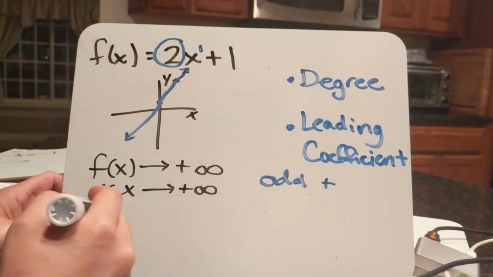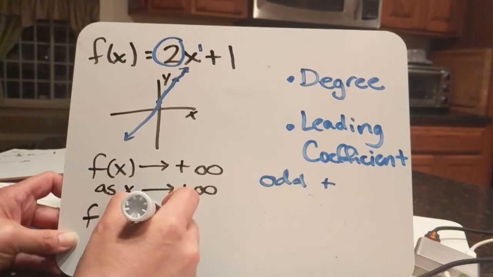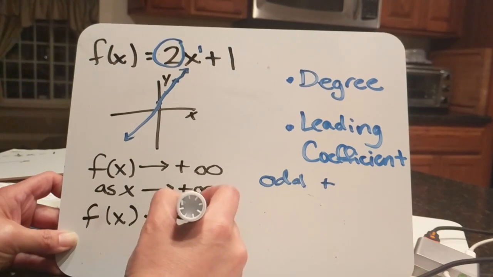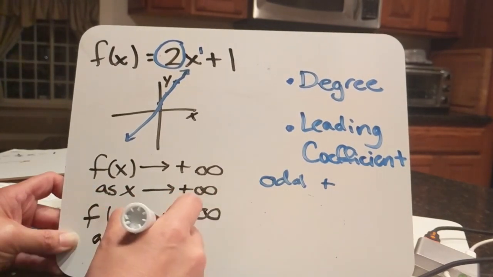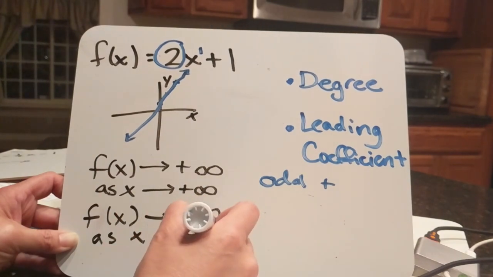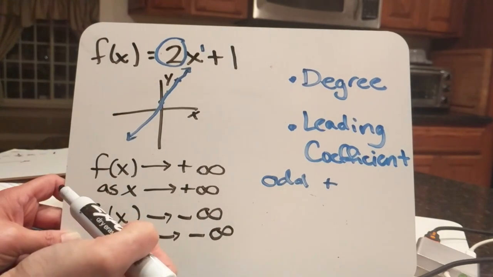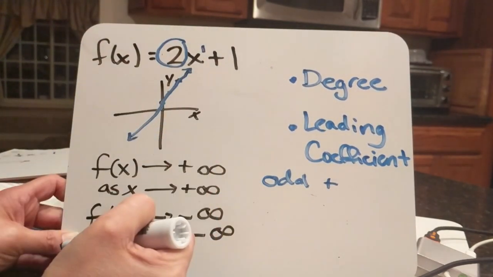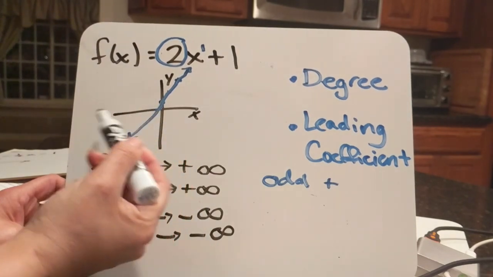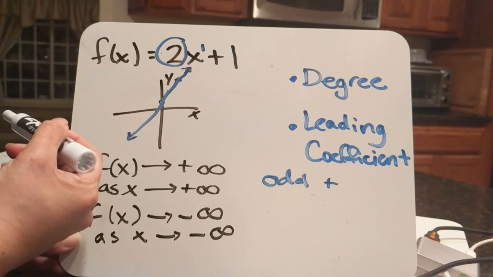And the same thing is, the function is going to approach negative infinity as x approaches negative infinity. And what that means is this entire function, the blue line, will be facing down. It'll be pointing down as x, which is right here, keeps getting more and more negative towards infinity.